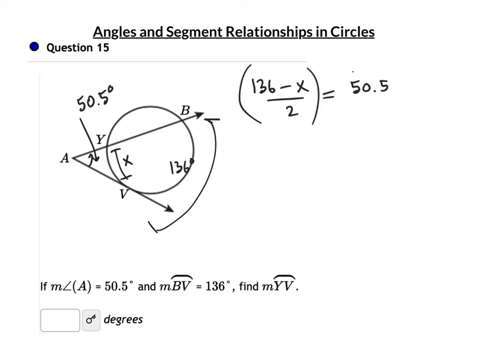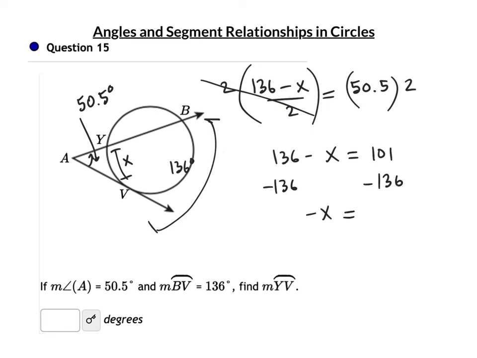Let's get rid of fractions. Multiply both sides by 2 and cancel. 136 minus X is 101. Subtract 136 from both sides, and negative X equals negative 35. Divide by negative 1, and X equals 35. So arc YV is 35 degrees.